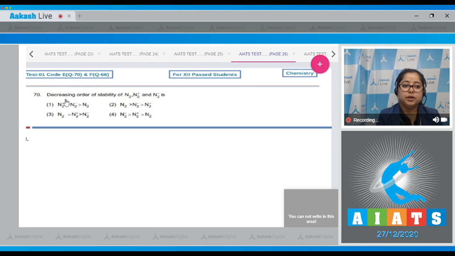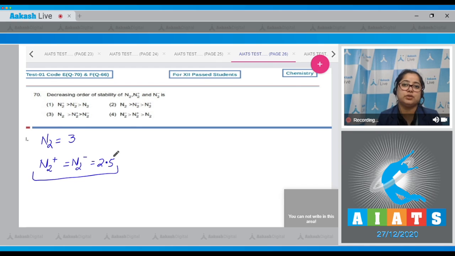Moving to next question. Decreasing order of stability of N2, N2+ and N2- is. Student, for this question, we need to understand that stability depends upon bond order. Higher the bond order, more will be the stability. So let's write the bond order of the given species. First we are given N2, the bond order is 3, and the bond order of N2+ is equal to bond order of N2-, which is equal to 2.5. So it is very clear that the stability of N2 is definitely more than N2+ and N2-. Now we have to compare the stability of N2+ and N2-.